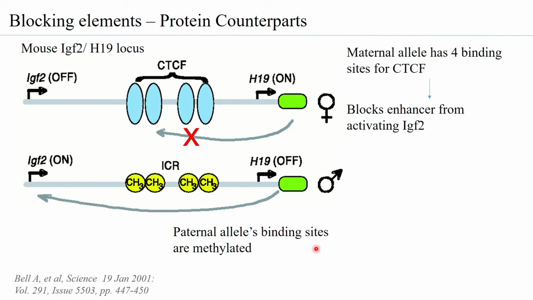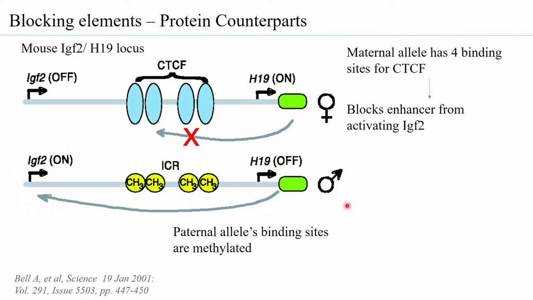In the case of the paternal allele, what has been observed is that because of genomic imprinting, the cis-acting elements, that is the boundary elements or the blocking elements, have been methylated. Because they are methylated, the CTCF protein is not able to come and bind to these regions, and thereby it is not able to function as an insulator. And so the enhancer, which is downstream, is able to initiate or stimulate transcription from both the H19 promoter as well as the IGF2.